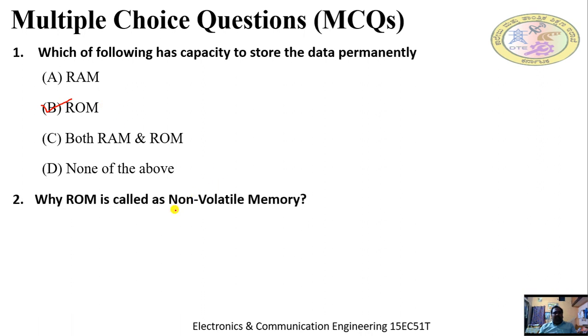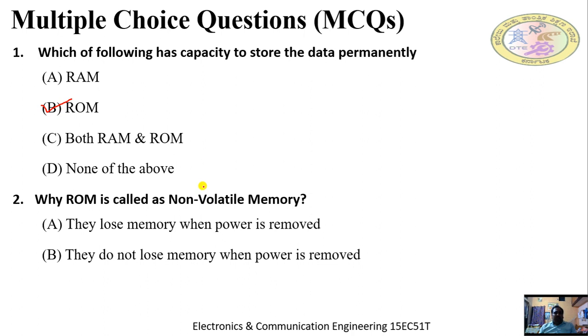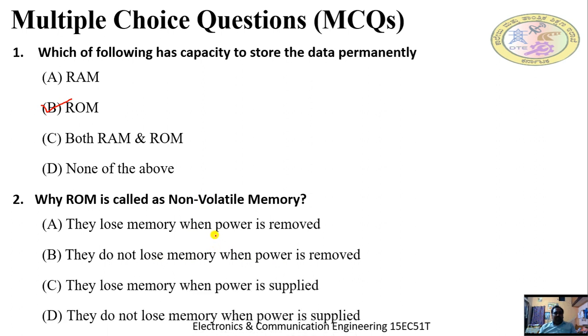Why is ROM called non-volatile memory? The same thing that I have explained here. First, they lose memory when power is removed. Second, they do not lose memory when power is removed. Third, they lose memory when power is supplied. Fourth, they do not lose memory when power is supplied. Obviously the answer would be they do not lose their content even though power is removed. The second one is the answer.